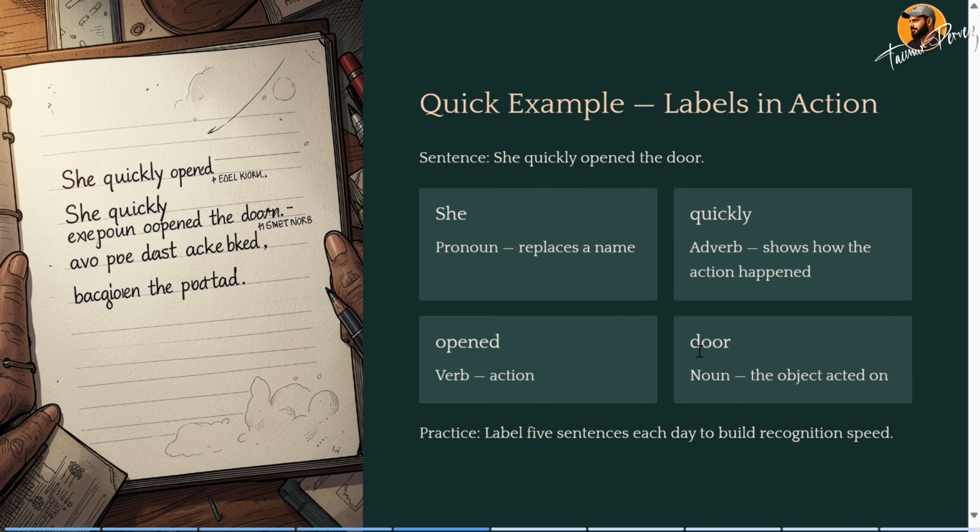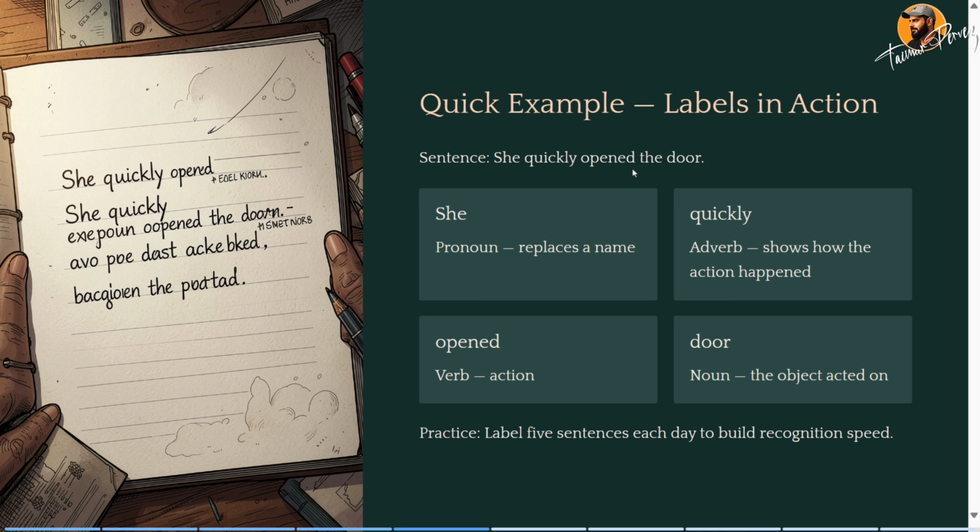Okay, here is a quick example. यहाँ पे मैंने आपको labels in action दिया है. जैसे there is a sentence, she quickly opened the door. Now, how would we know which one is noun, which one is pronoun, which one is verb, and which one is adjective or adverb, right? So इसको हम identify करना भी सीखेंगे. यहाँ पे she is a pronoun because ये she जो है वो किसी भी लड़की के नाम को replace कर रही है, right? So that would be a pronoun. Quickly is an adverb because हम उसको verb को explain कर रहे हैं, shows how the action happened. तो ये adverb हो गया.